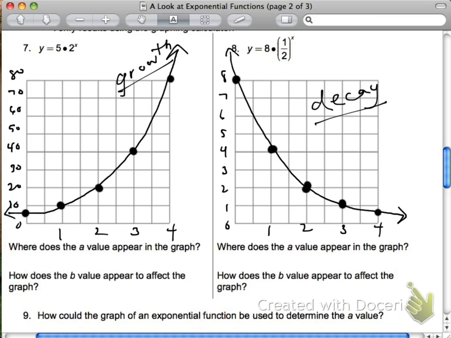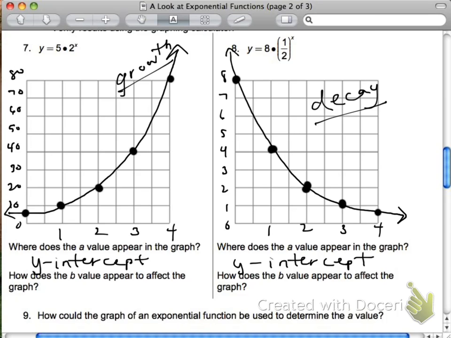Now, where does the A value appear in these graphs? We've already talked about this. You figured this out from the table. The A value appears in the graph at the y-intercept, and that happens in both graphs, which is why when x is 0, that is your A value. That solidifies that notion. How does the B value affect the graph? It determines if it's growth or decay.